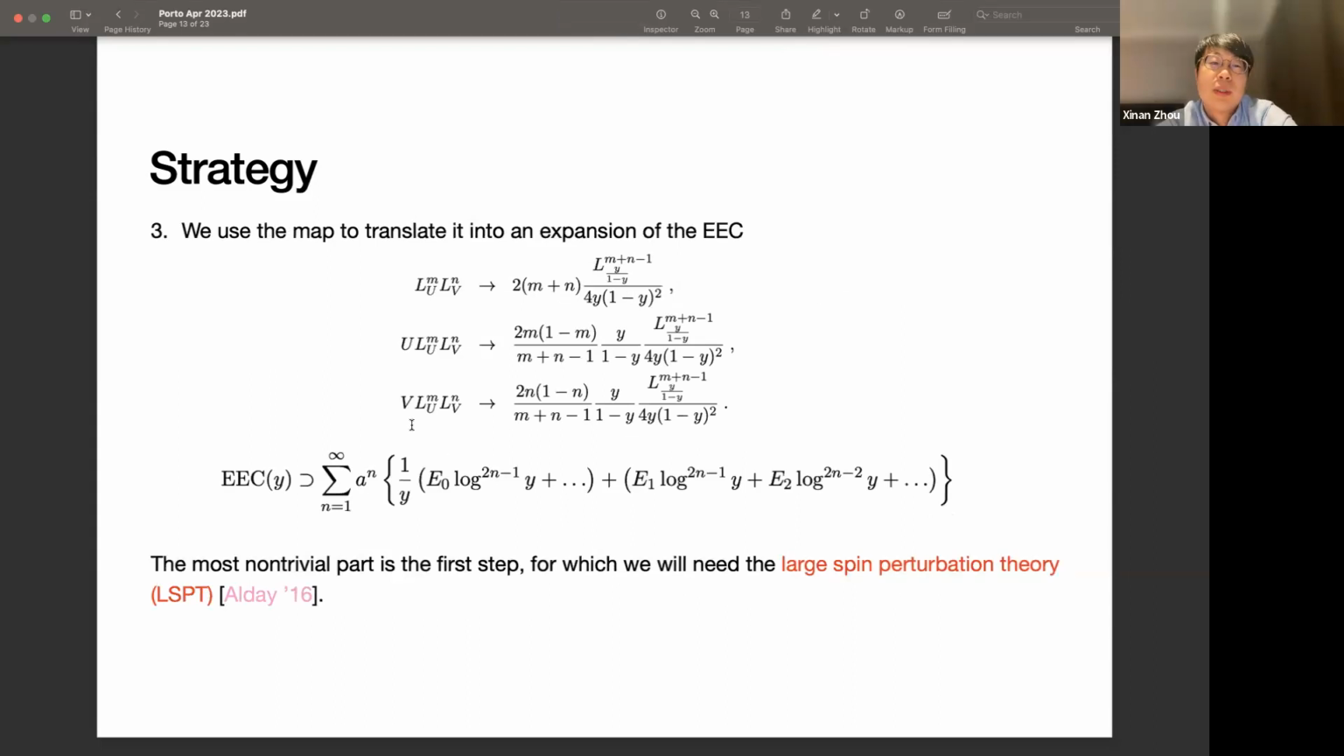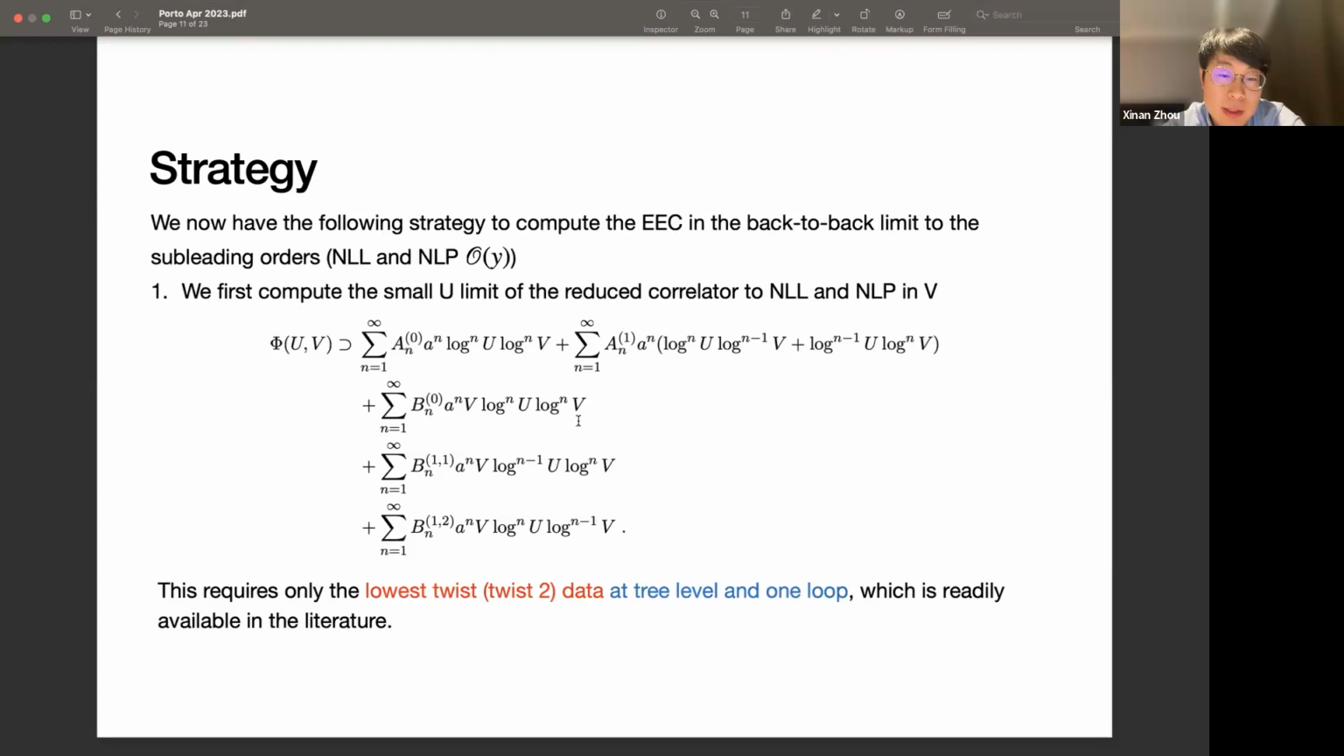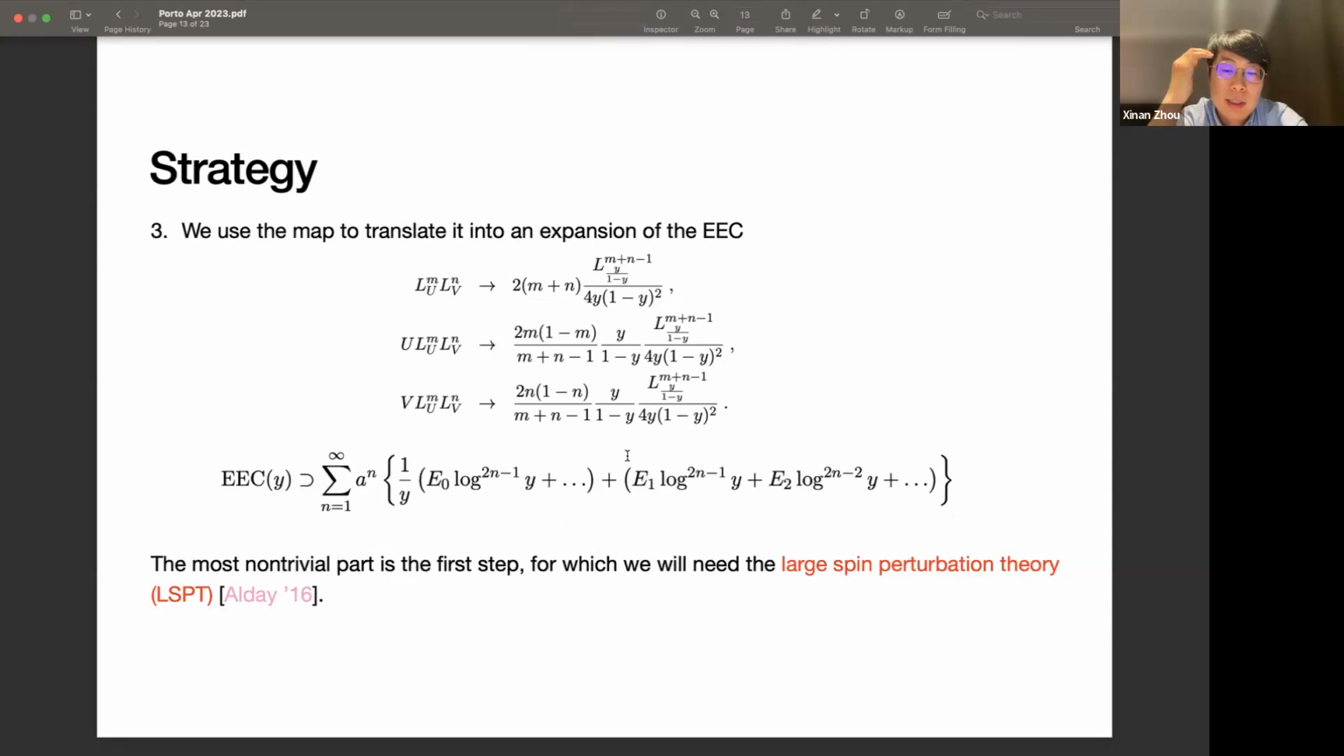Now the final step is to exploit the map I showed you earlier, where you map these logarithmic corrections of the 4-point function to logarithmic corrections to the EEC in the small y limit. In the end, what we are going to compute is the leading log terms in y, and also subleading terms in the logs, and also power corrections. In this three-step strategy, the most non-trivial part is the first step, namely we want to compute these logarithmic corrections, but this can be easily handled by using the large spin perturbation theory.